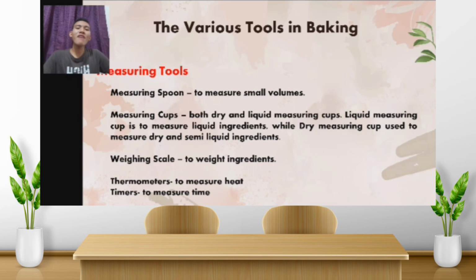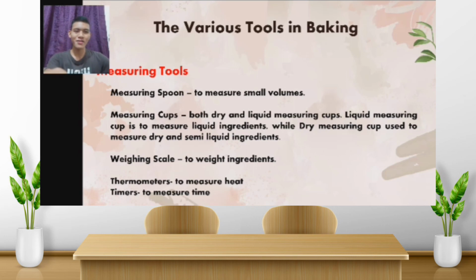Okay, so we have also here the weighing scale, of course, to weigh ingredients, to measure ingredients. This is very understandable, class. We have also thermometers. From the word thermo, it means temperature. It is to measure heat. Okay? And we have also timers. Of course, the function of timers is to measure time. Okay, so those are the measuring tools and equipment.